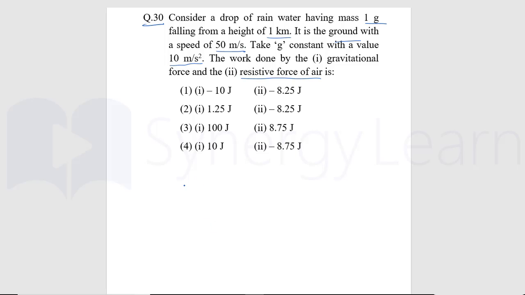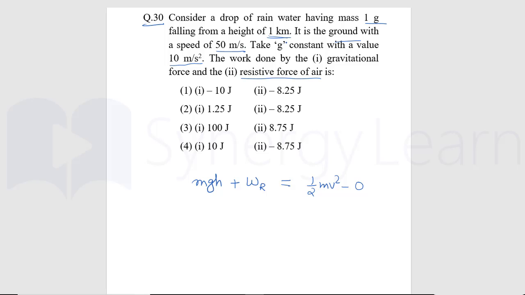So, if raindrop falls from a large height, then mgh, work done by gravity, plus work done by the resistive force together should be equal to change in kinetic energy. That is half mv square minus 0. Here we are using work energy theorem.